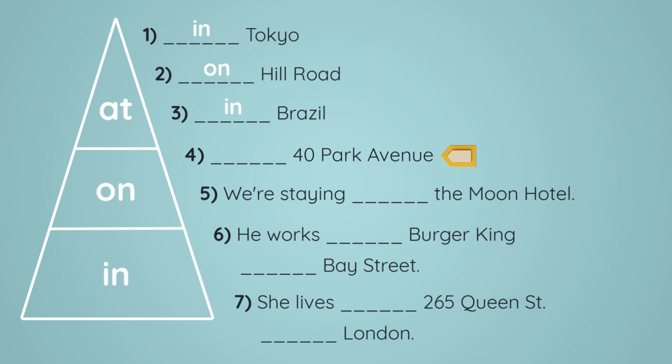Number 4. They live, blank, 40 Park Avenue. Is that specific or is it wide? 40 Park Avenue sounds very specific to me. So if it's specific, then you would say what? At. They live at 40 Park Avenue. Very good. Now let's look at some sentences.